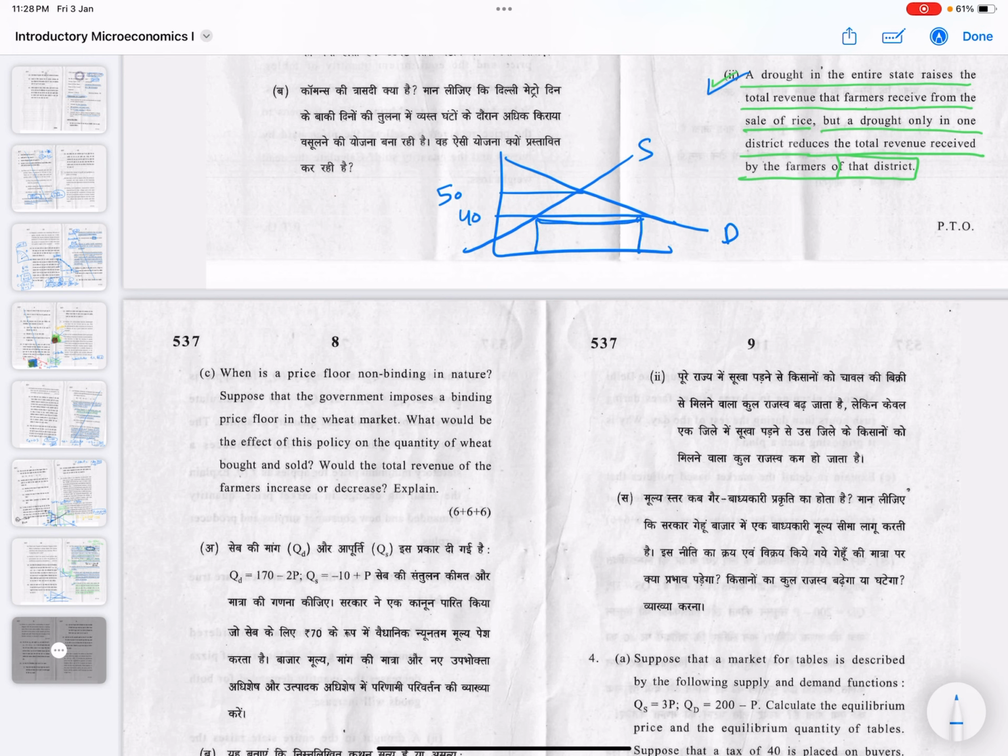This is the demand curve, supply curve, price, quantity. And if there is excess demand in the market, it would lead to an increase in the price level, and hence we will get back to this point. So this price floor is not binding. Price floor is not binding when it is set, I'll write it, when it is set below the equilibrium price level.